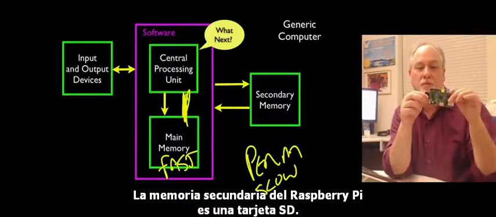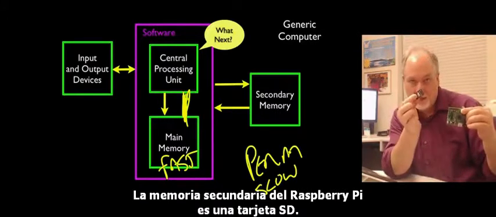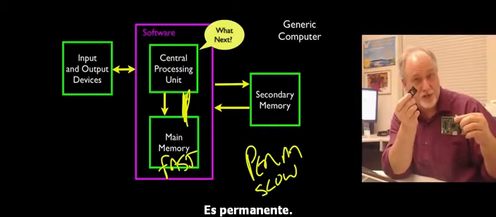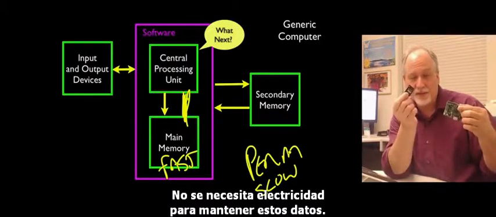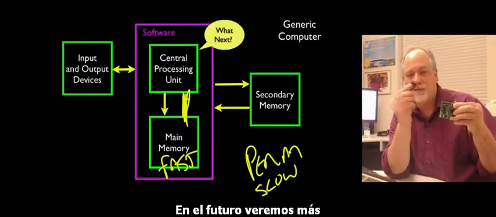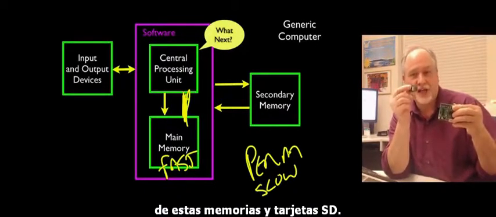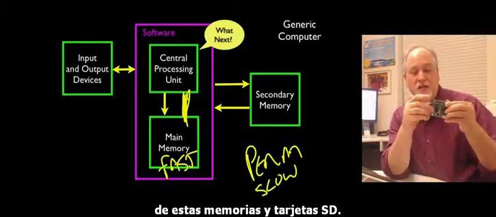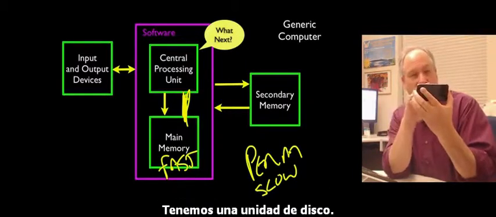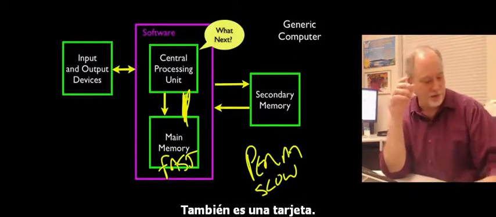The secondary memory of the Raspberry Pi is this SD card. It's like a disk drive. It still is permanent, does not require power to maintain its data. The data stays permanent. So in the future we will see more of these flash style drives and SD style drives. So the Raspberry Pi is kind of alluding to the future. There's a disk drive in here. It's not really a disk, it's also flash memory.